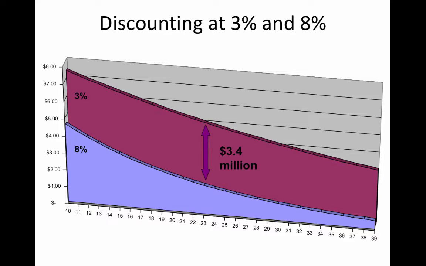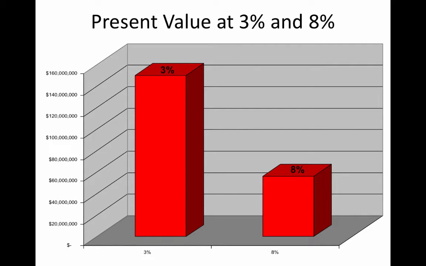And just pick one year here. In year 23, the present value at 3% is about 5 million, and it's only about 1.6 million when it's discounted at 8%. So the lower that discount rate, the much bigger the liability is going to be. And if you add up all of those individual years' present values, you see that at 3% it was 150 million, and at 8% it's a little bit more than 1/3 of that, just 56 million.